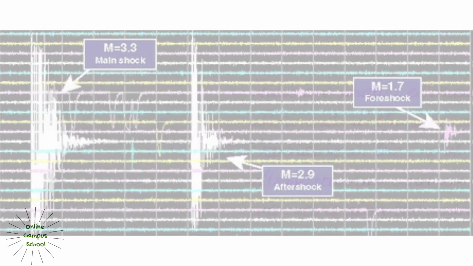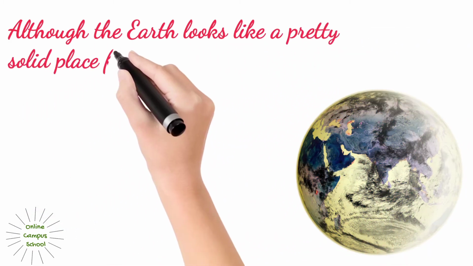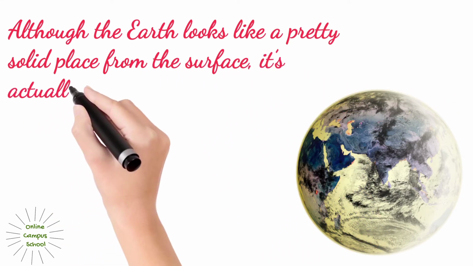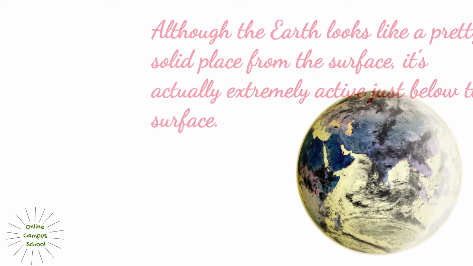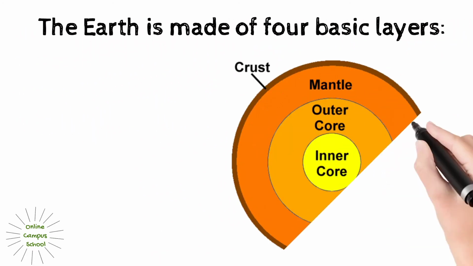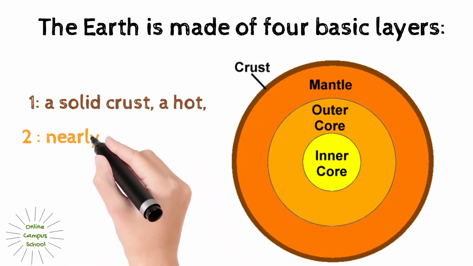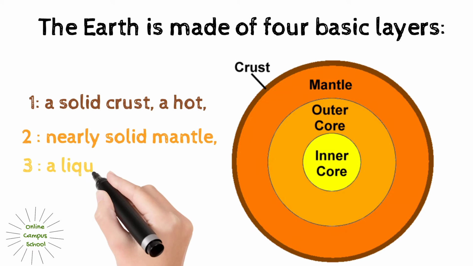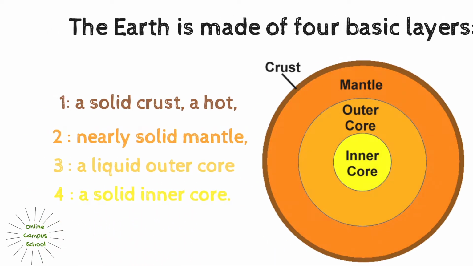Although the earth looks like a pretty solid place from the surface, it's actually extremely active just below the surface. The earth is made of four basic layers: a solid crust, a hot, nearly solid mantle, a liquid outer core, and a solid inner core.